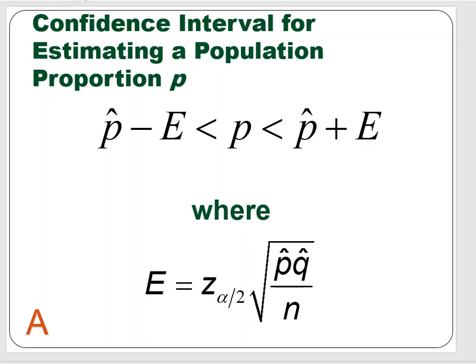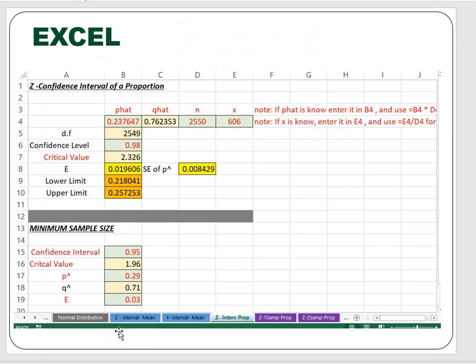To find a confidence interval, as explained in the original, we're going to take the P hat, which is our point estimate, and subtract the margin of error from it to get the lower limit. We will take the point estimate P hat and add the margin of error to it to get the upper limit. Now the formula for the E is this. We're going to, however, use Excel, and I'm going to be using the tab here, Z interval prop, and I'm going to go through an example and show you how to use it.